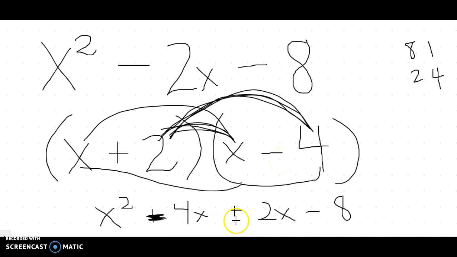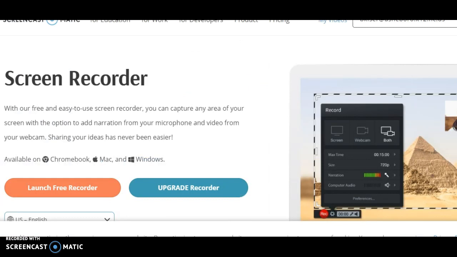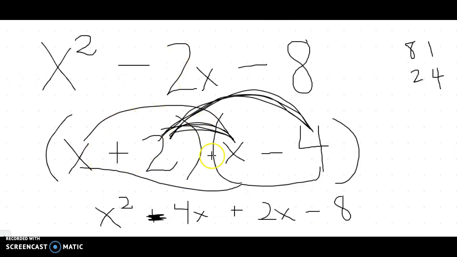But if this is -4x plus 2x, that's how I get the negative 2x there. And then finally my negative 8. So that is how you go from standard form of a quadratic equation. Again, this is my standard form right here, okay? And if I needed to take that and factor it out to get my factored form, that's how I would do that.